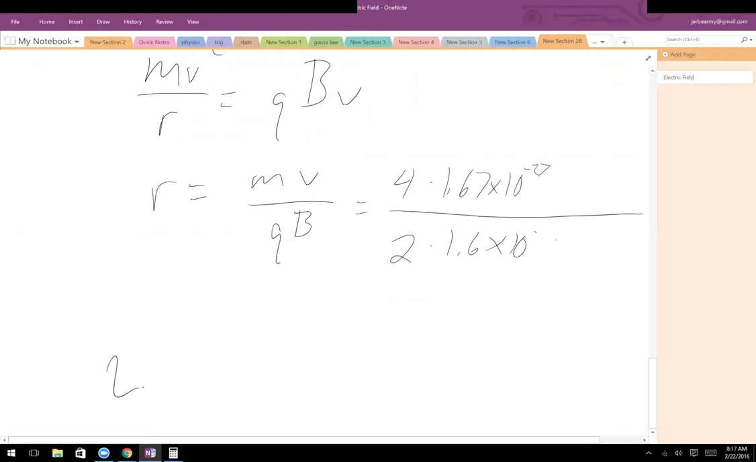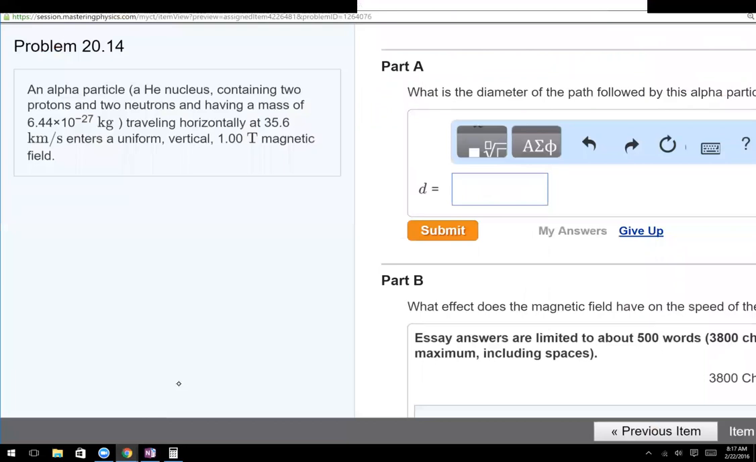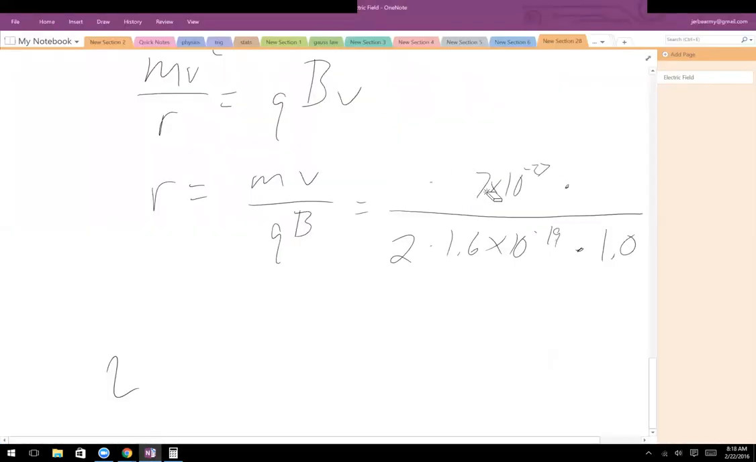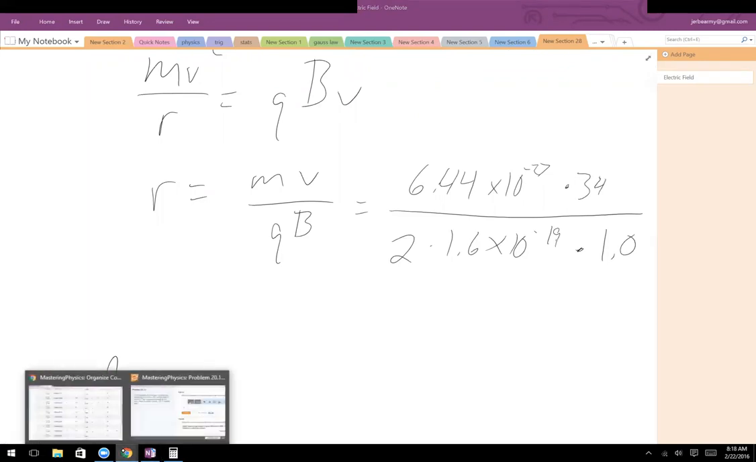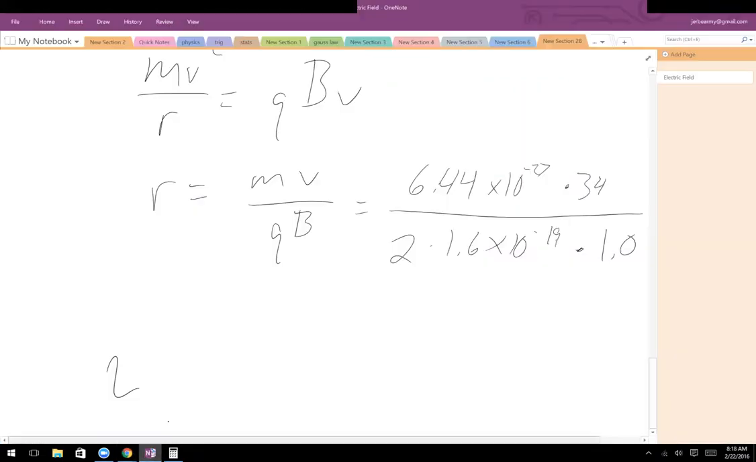To the minus 19. The B, I think they said was 1. And the V was what? Yeah, that was 35.6. Oh, it actually told you the mass, let's use that mass: 6.44 times 10 to the minus 27. And 35.6.